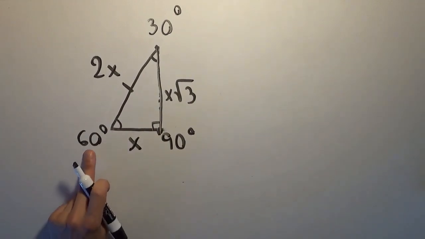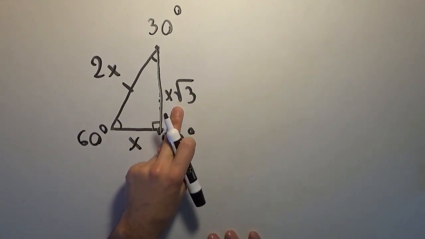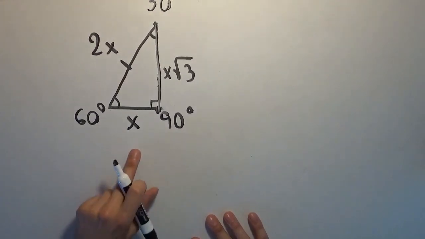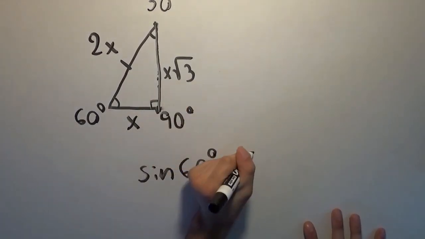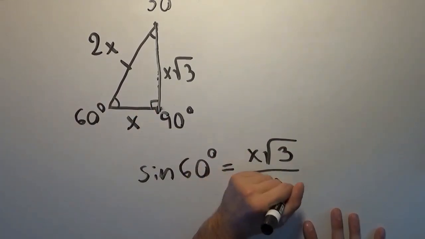So if we take a look at 60 degrees, we see that the opposite side is x times the square root of 3, and the hypotenuse is 2 times x. So that should lead us to believe that the sine of 60 degrees is equal to x times the square root of 3 over 2 times x.